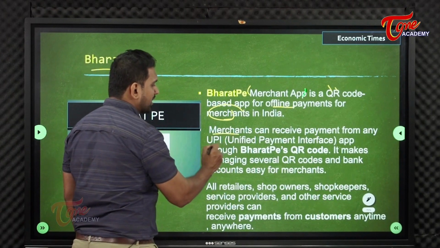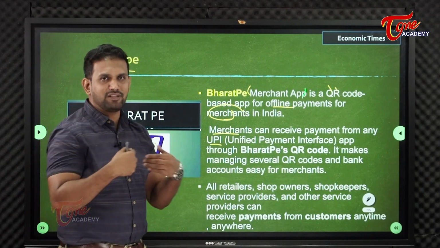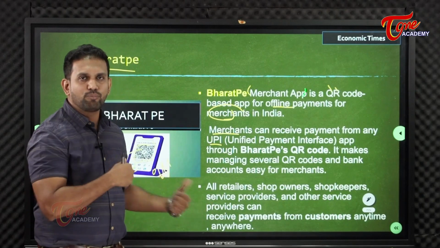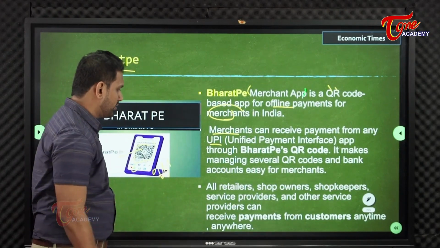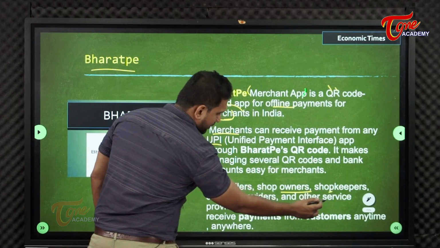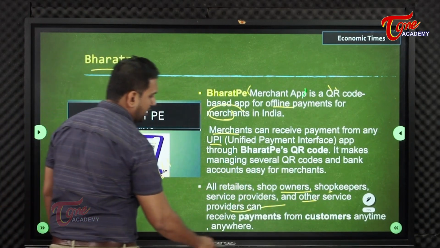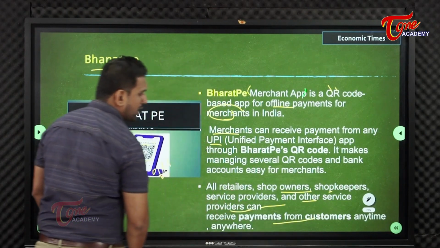It is integrated with our UPI, right or wrong? Our GPay, our PhonePe, our Paytm will be integrated with this. So both will work in sync. That is what it is. All retailers, shop owners, shopkeepers are serviced through this particular Bharatpe and can receive, and customers can use this anytime, anywhere.